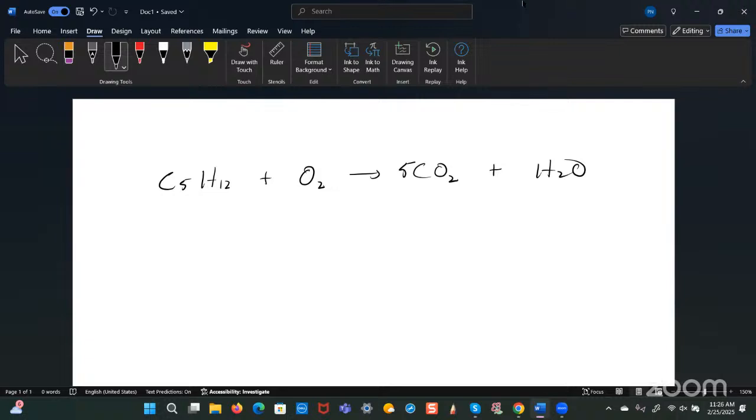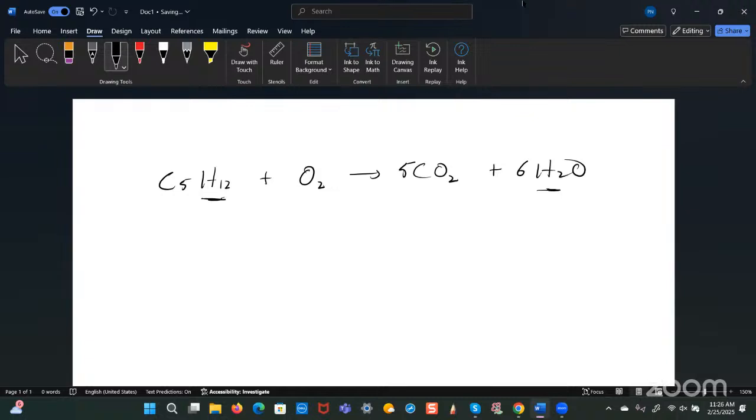Again, you guys out there in Zoom, please feel free to contribute. We have 12 hydrogens here. We have 2 on the right. So how would you balance the hydrogens in this case? We would put a 6 in front of the H2O. 6 in front of the H2O, very good.